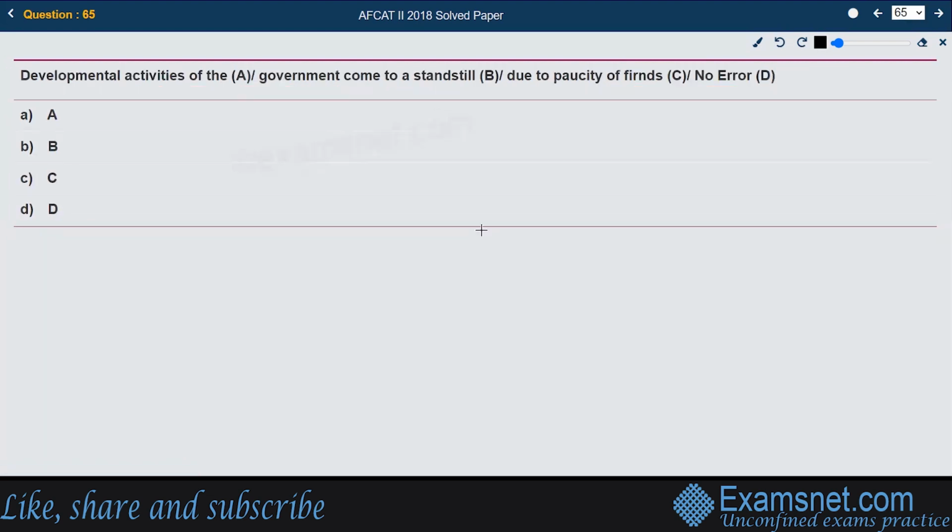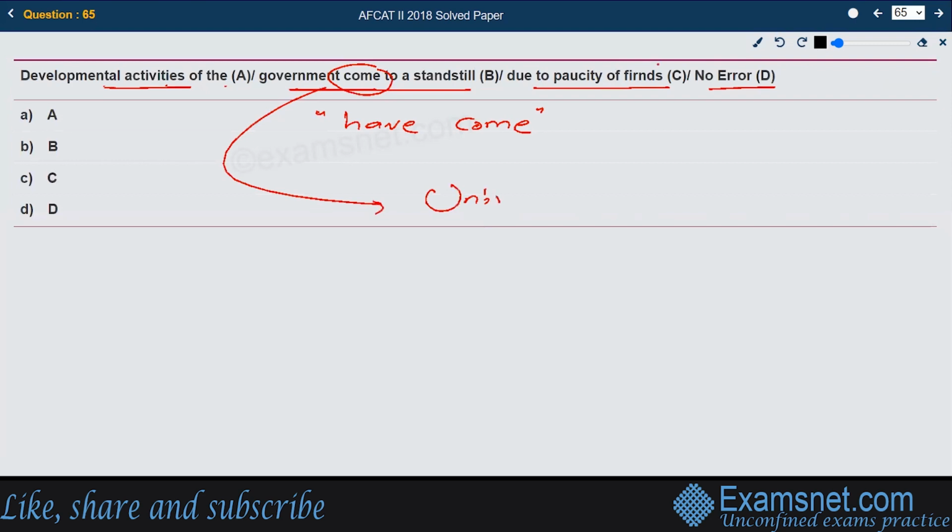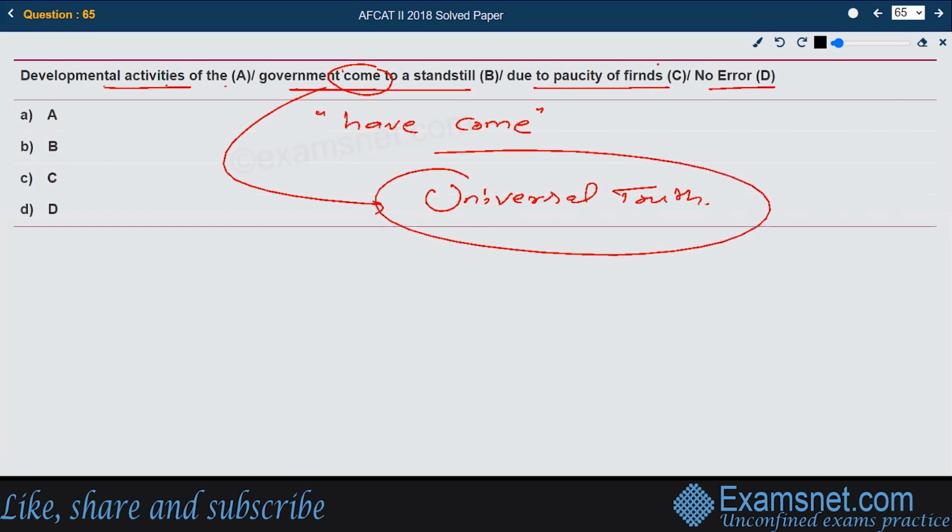Next, 65. Developmental activities of the government come to standstill due to paucity of funds. No error. Okay, if we look at this carefully, developmental activities of the government come to standstill. So in place of come, this should be have come, because it could be come only when this sentence would have been a universal truth.